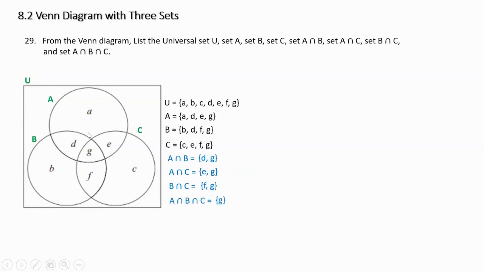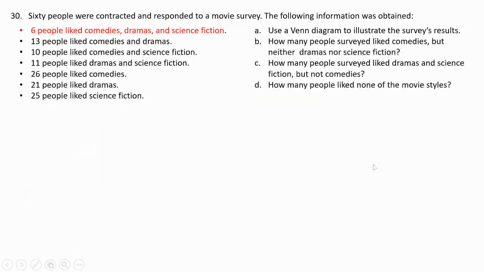That's how you read a Venn diagram and get all the sets, and the intersection and the union, and then also where they all intersect. This is how you read the Venn diagram. Now, again, this is actually, I believe, similar to our problem from the homework.